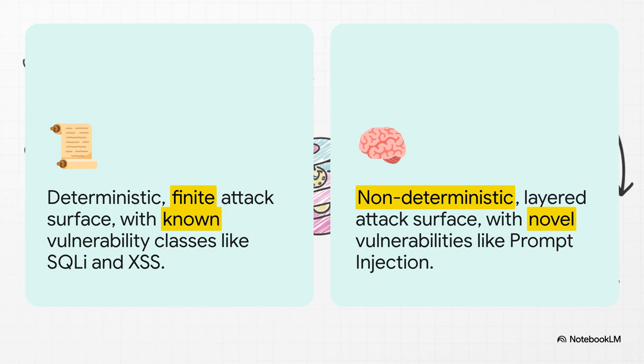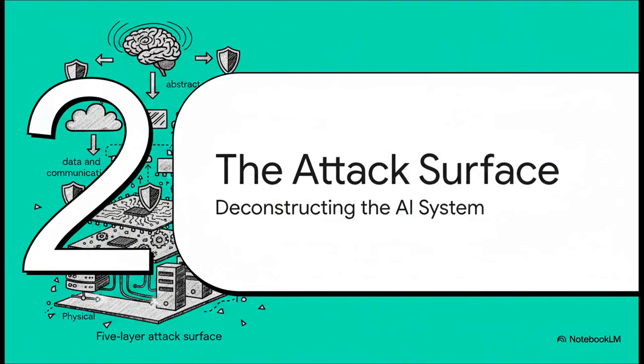They're non-deterministic. They're probabilistic. The attack surface isn't just a list of endpoints. It's this deep, layered thing we have to unpack. And the vulnerabilities? We're talking about totally new classes of problems like prompt injection and data poisoning that just don't have an equivalent in the old world. So how do we get our heads around this new layered attack surface? Well, a really useful way to think about it is to break it down into 5 distinct layers. This 5-layer model helps us deconstruct the modern AI system and make sure we're covering the entire stack, from the model all the way down to the metal.